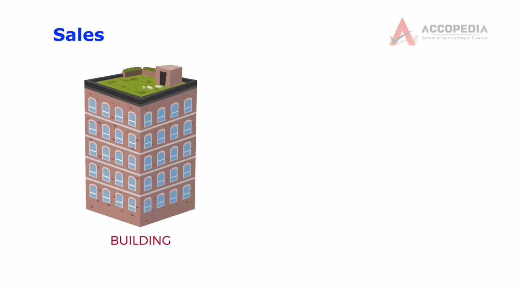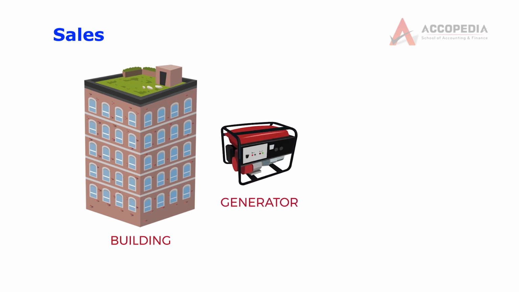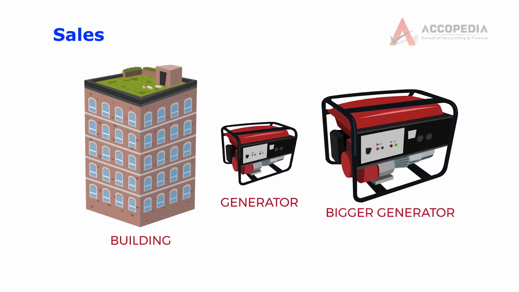But if I have a building which I don't need and I sell it, or I have a generator and I'm selling this generator so that I can buy a bigger generator. Now this sale of office generator is not sales income because sale of generator is not my primary business. Sales income refers to the income received by sale of its primary products, and sales income is shown in the profit and loss account as income.